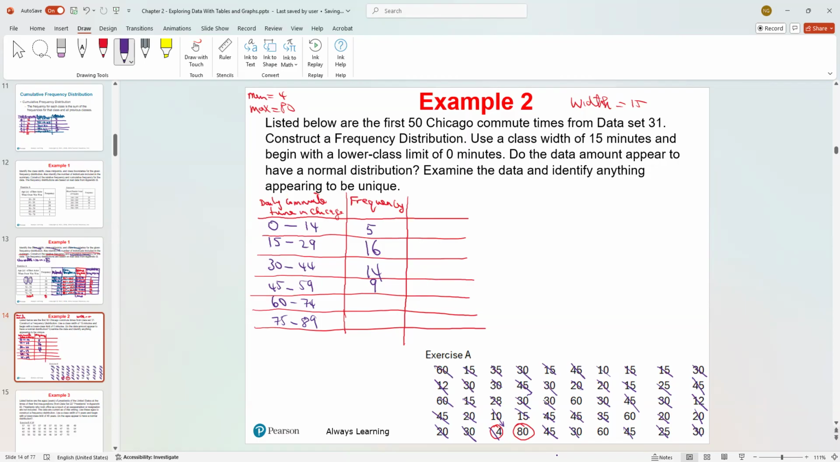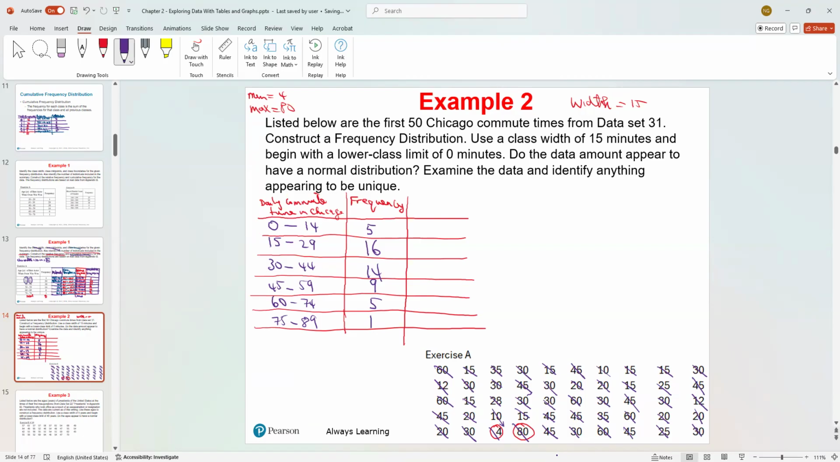One, two, three, four, five, and 75 to 89 is only one. So this is it. This is our frequency distribution, because we construct a frequency distribution using a class width of 15 minutes and begin with a lower class limit of 0. Now, does the data set appear to have a normal curve?